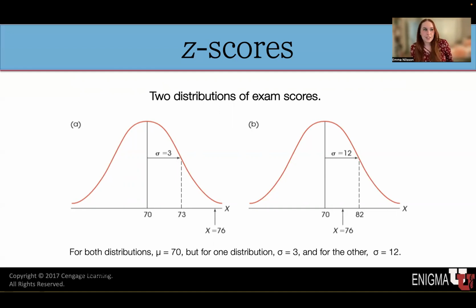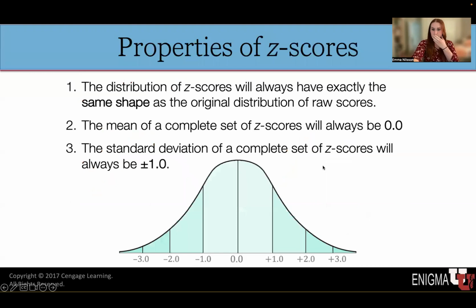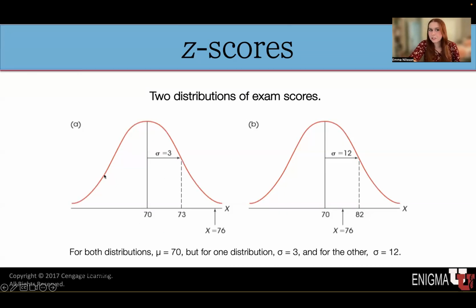You don't really know. So to find the location of your score, you need to have information about all of the other scores in the distributions. So for both distributions, let's say that the mean is 70, but for one distribution, the standard deviation is 3, and for the other, the standard deviation is 12. In this first distribution, 76 is 2 standard deviations above the mean, which is awesome. In the second distribution, you're still above the mean, but you're only 0.5 standard deviations above the mean.